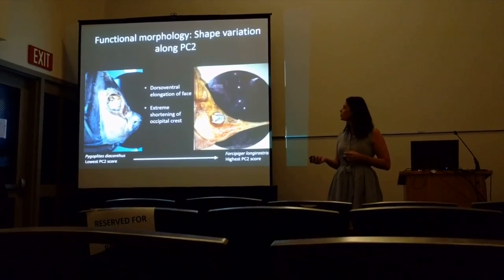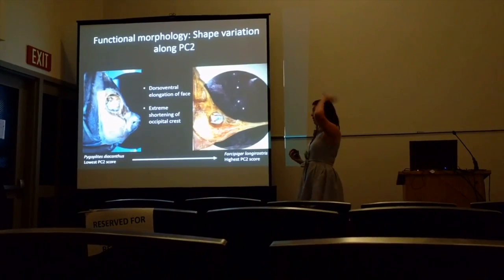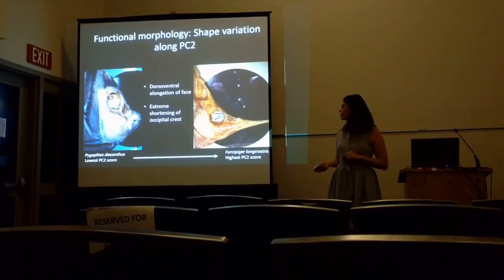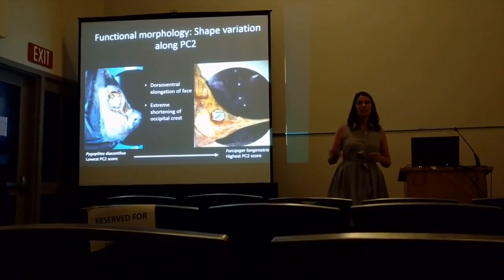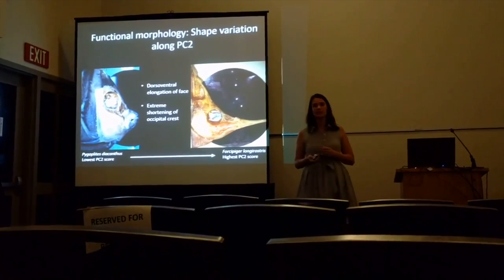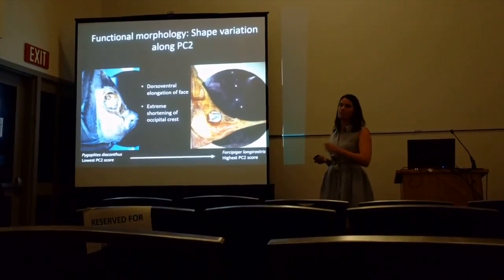On PC axis 2, a lot has to do with kind of the occipital crest, the dorsal regions of the cranium significantly being rearranged. So what about diet? Diet is also something that in the functional morphology literature has been shown in many instances to be directly affecting shape variation.